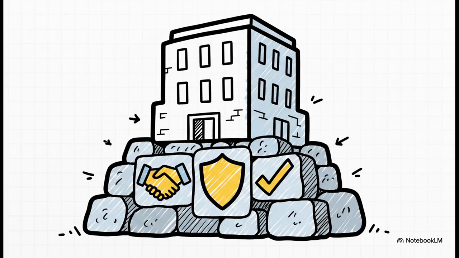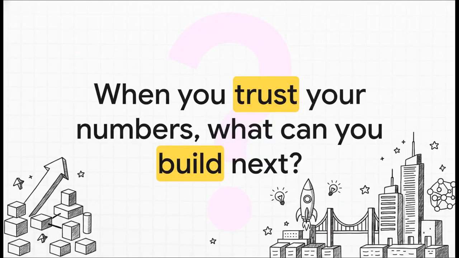So really, the biggest thing to take away from all this is that fixing your expense process is not just some small, boring admin task you can put off. It's about building a solid foundation of trust. It's about having real confidence in the numbers that power your entire business. So let's leave you with this final thought. Once you stop fighting with your own data, once you have total, unshakable confidence in your numbers, what does that free you up to go and build next?